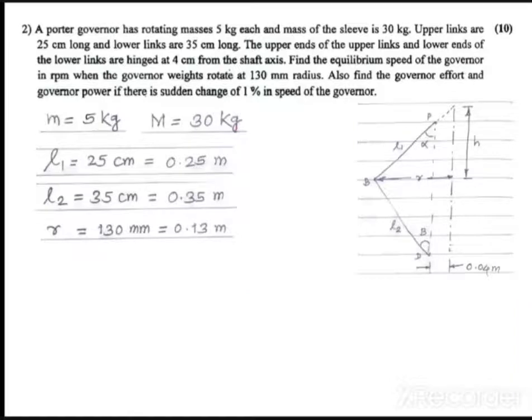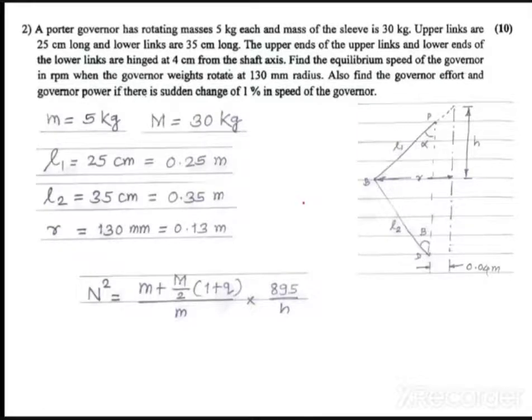So then they have given R is equal to 130. They ask to find the equilibrium speed of the governor when the governor weight rotates at 130 mm. So they have given R, which is nothing but 130 mm, 0.13 meter. Okay, so let's start. Which formula will you use?